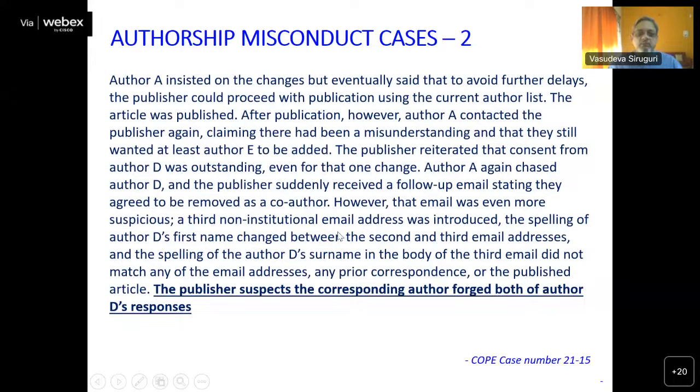And this email was even more suspicious because this was a third non-institutional email address and the spelling of the surname in the body of the third email did not match the earlier email addresses. So what was happening is the editor suspects that the corresponding author forged both of these author D responses. So nothing really happened and they kept the article as it is.